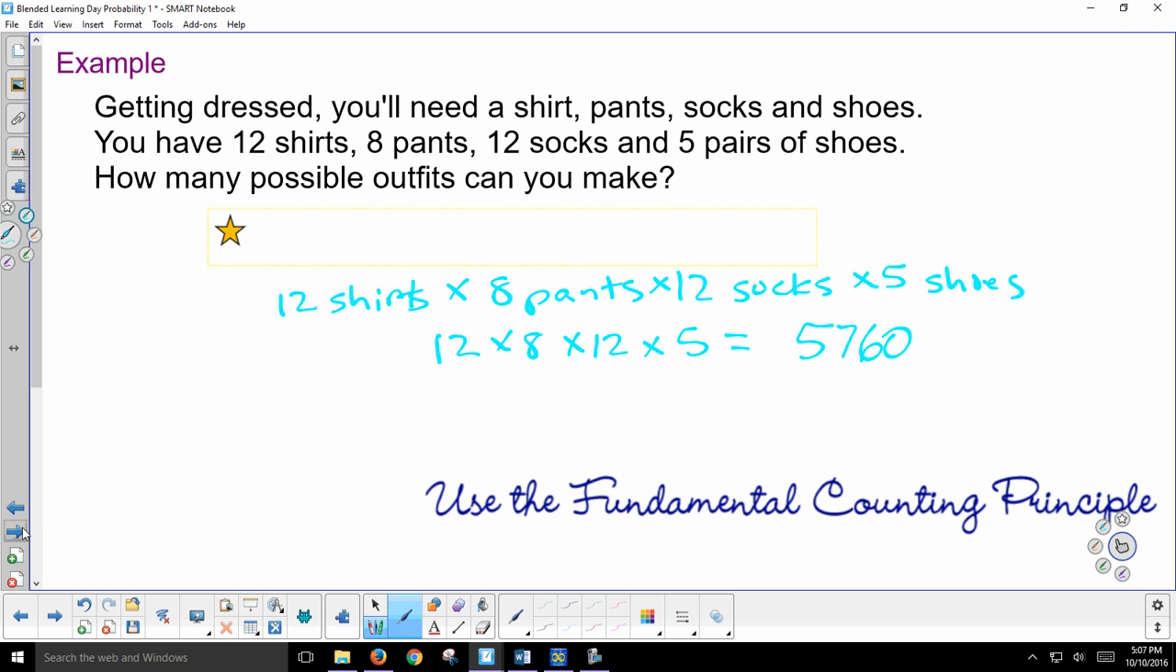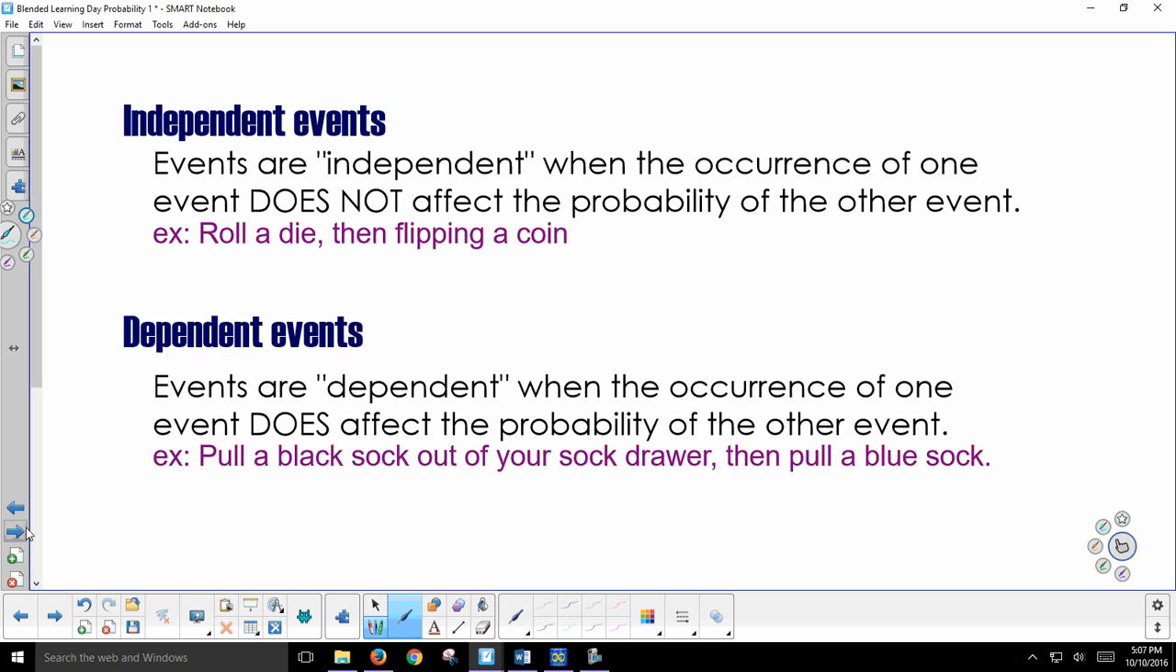5,760. So I don't want you telling your mother you have nothing to wear, because you have a lot of outfits that you could come up with. All right, so that's that one.